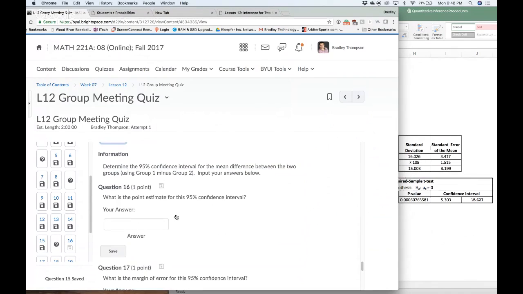Determine the 95% confidence interval for the mean difference between the two groups using group 1 minus group 2. Input your answer below.